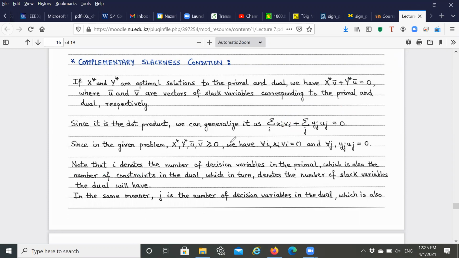I've explained it. Since we have this condition, the optimal solution variables X star, Y star, and the slack variables U and V should always be greater than or equal to 0. This is the constraint on the decision variables. Therefore, for the sum to be equal to 0, the product of each pair, xi times vi and yj times uj, should be equal to 0. That means one of the elements in each product should always be equal to 0. Now we will show what this means again. I just explained what i and j are, so this is the same explanation.